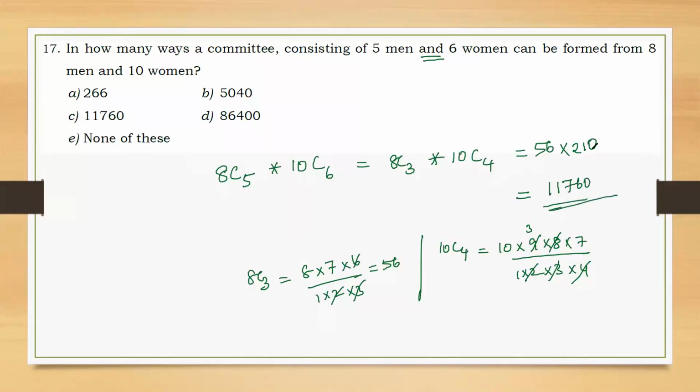Definitely the answer will end with 0, but 10 into 6, 60, so the answer must end with 60. So the remaining options are eliminated. We can make it 11760 or some other number, since we have option E as none of these. So give a try. That's all. Is it clear? Very easy, right?